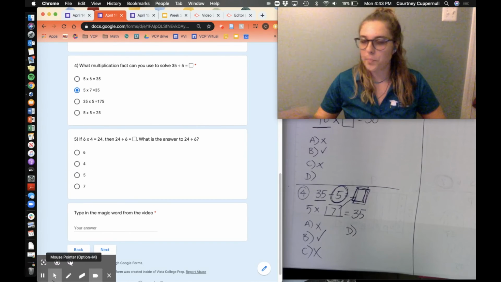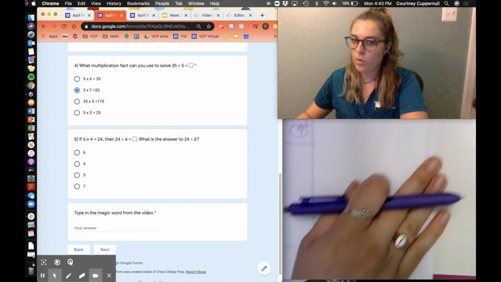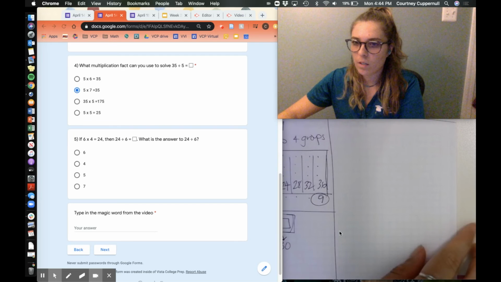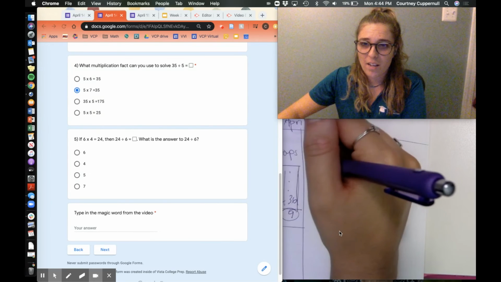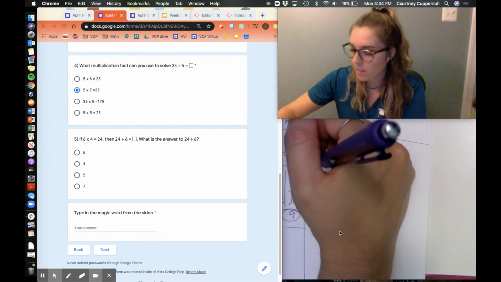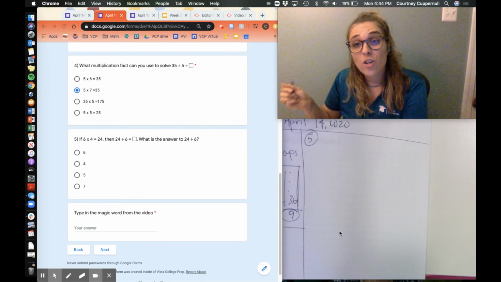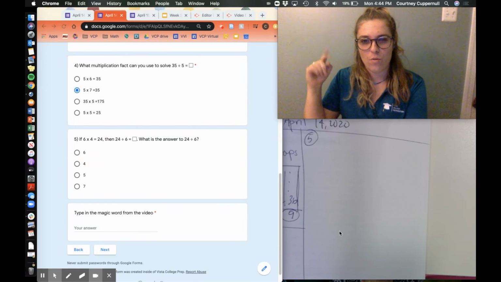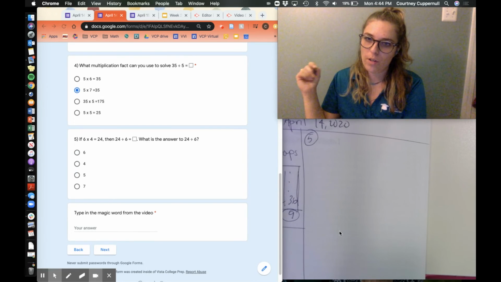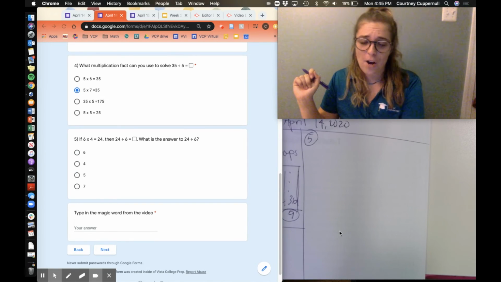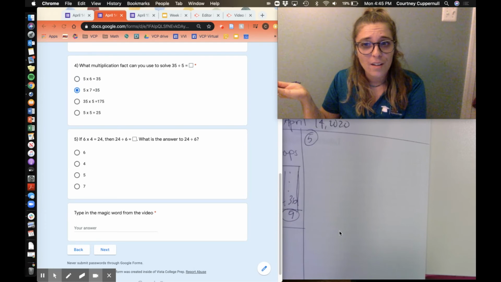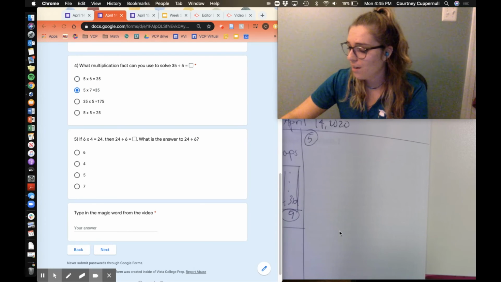Let's see. I'm going to move my papers so that we can get some room here. All right, so it tells me, like I said before, that if you have 6 groups with 4 things in each of them, it equals a total of 24 things. Now we want to know, if I took those 24 things and split them into 6 groups, how many would go in each group? If you're thinking, Ms. Cupp, it's in the question, you're absolutely right. Yeah, let's think about that.